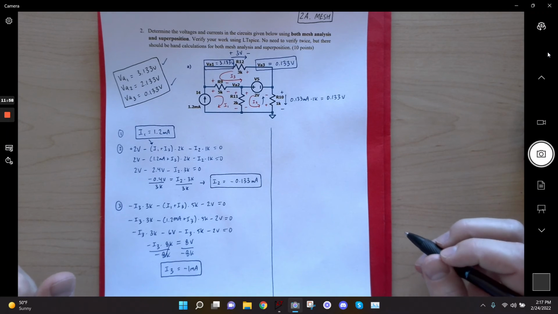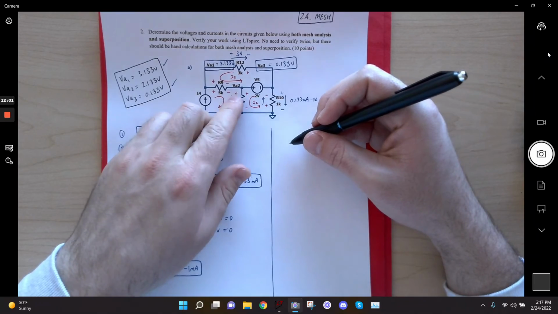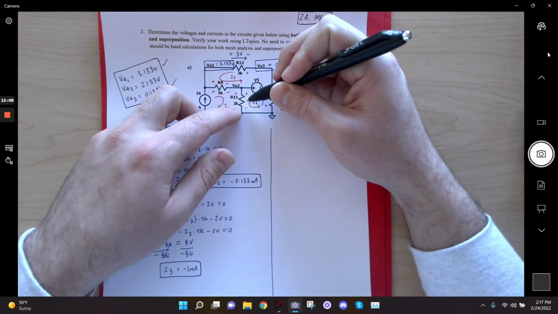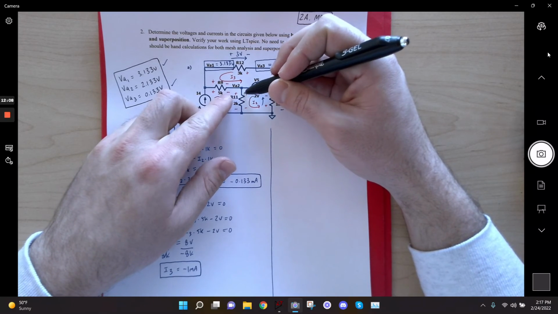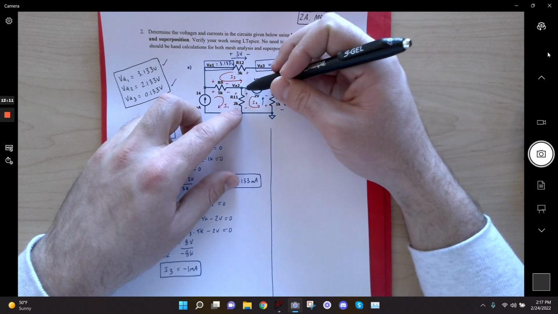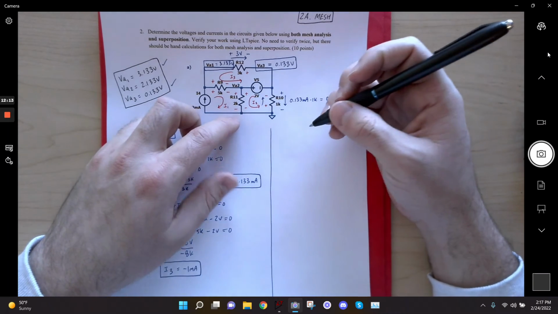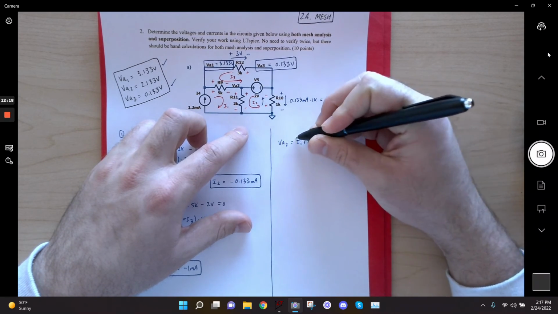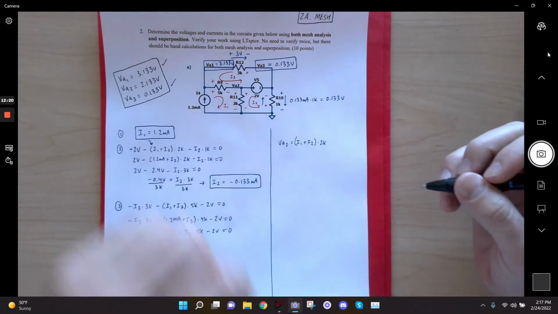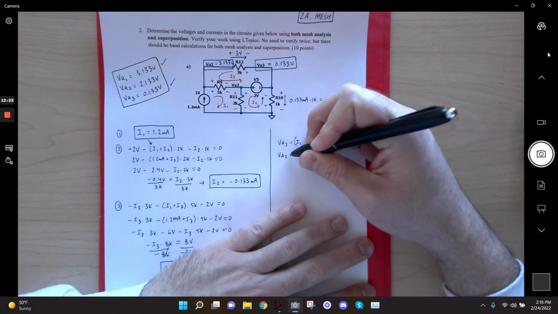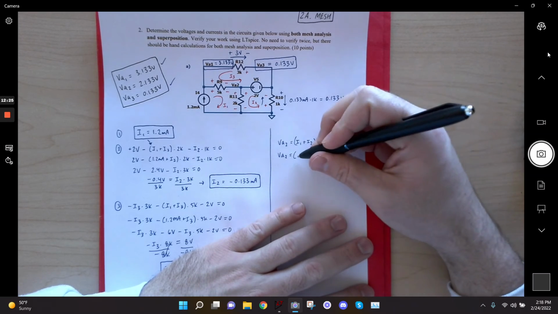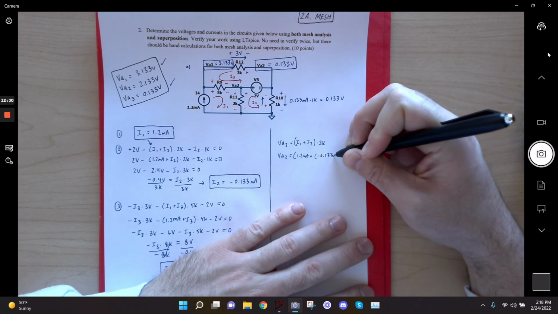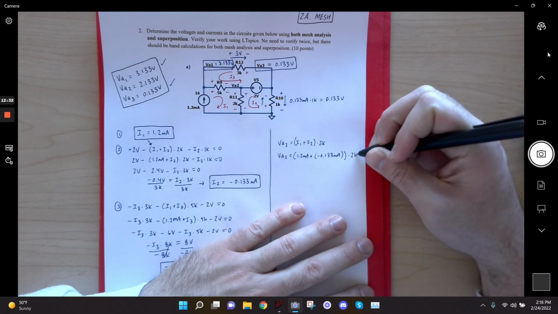And so now lastly, I need to find VA2, right? Well, VA2 can be found a couple of different ways. I know I1 and I2 both flow through this 2K, so I could find it by multiplying I1 plus I2 times 2K. So if I wanted to, I could say VA2 is equal to I1 plus I2 times 2K, right? And that would be, let's see, 1.2 milliamps plus I2, which is minus 0.133 milliamps, times 2K.